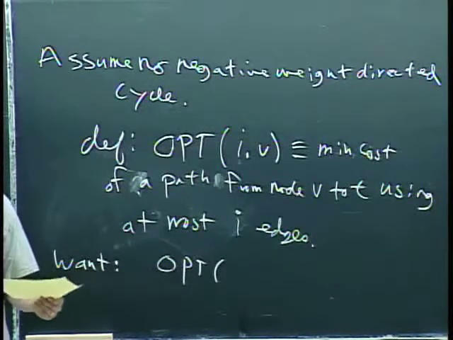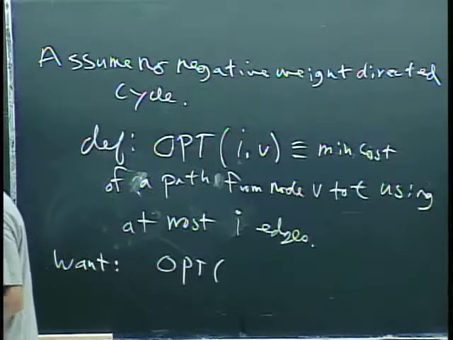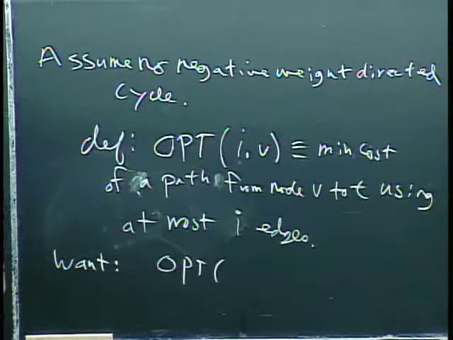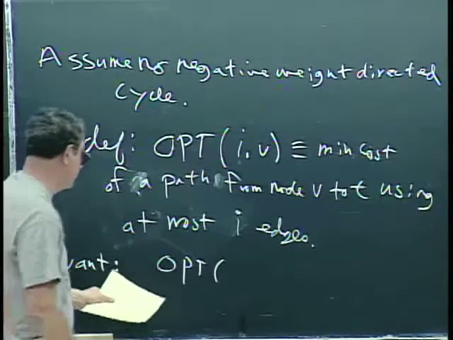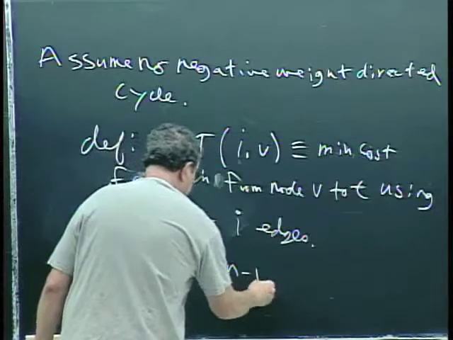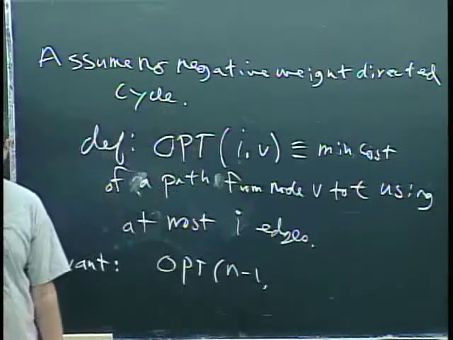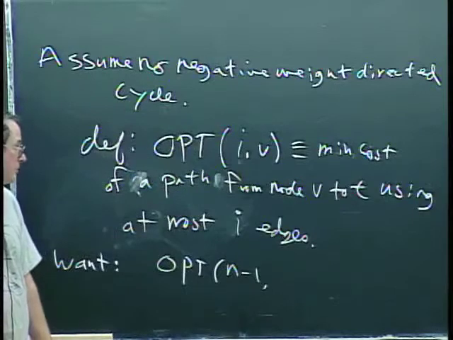Okay, but with a little bit of thought, you'll realize that since there's no negative weight cycle, the shortest path is never going to use more than n minus 1 edges. If n is the number of nodes, the shortest path will not use more than n minus 1 edges, because if it uses more than n minus 1 edges, it has to have a cycle. That cycle can't be negative, so it's either positive, and you definitely don't want to use the cycle, or it's 0, in which case you can get rid of it. So we'll just say n minus 1, because that's the most number of edges that you could ever realistically use in a shortest path.